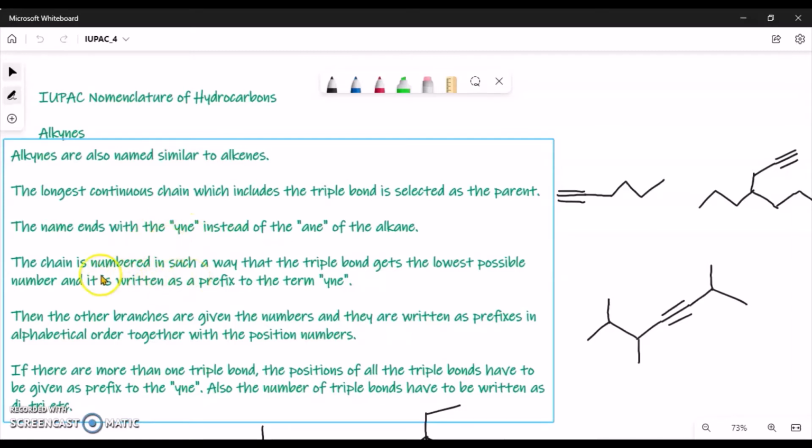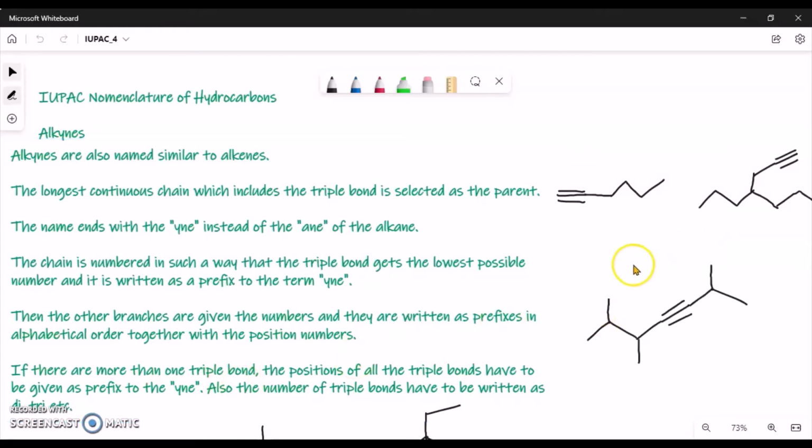Then we number the chain. The chain is numbered in the same way as alkenes. We have to number it in such a way that the triple bond gets the lowest possible number, and that is written as a prefix to the YNE. For example, if the triple bond is at position 1, we write the name of the alkane, remove the E, put the number of the position of the triple bond and then the term YNE. We will see how that is done.